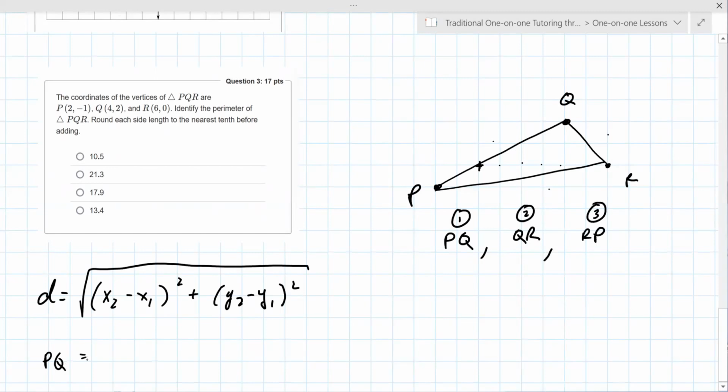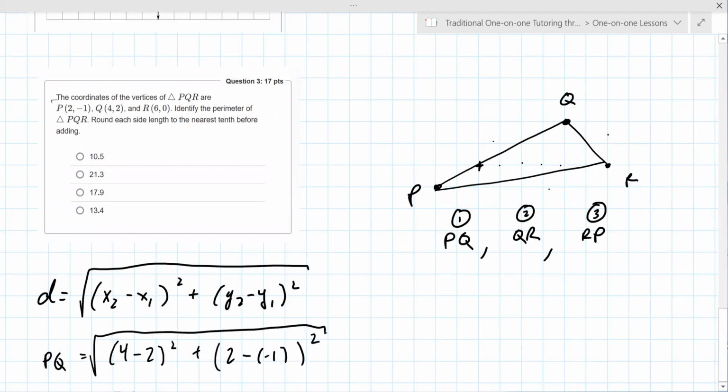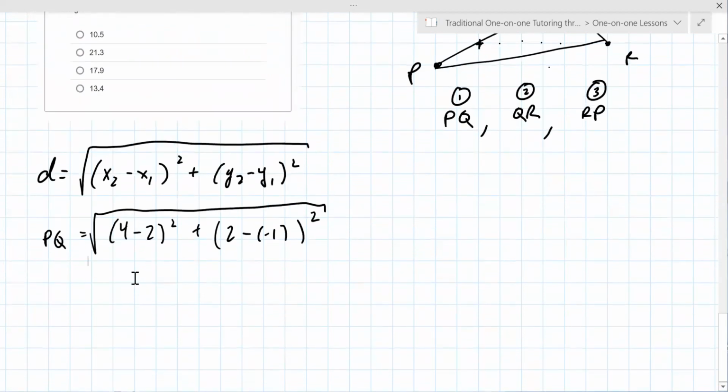Okay. So for P to Q, you're using these 2 points right up here. So it's 4 is x2, and then 2 is x1. Do you follow that? Yeah. So it's the square root of (4 minus 2) squared plus (y2 is 2, 2 minus negative 1) squared. Okay, you got that? Yeah. All right, so let's simplify this. So this is 2 squared plus 3 squared, so it's 4 plus 9. This is the square root of 13.